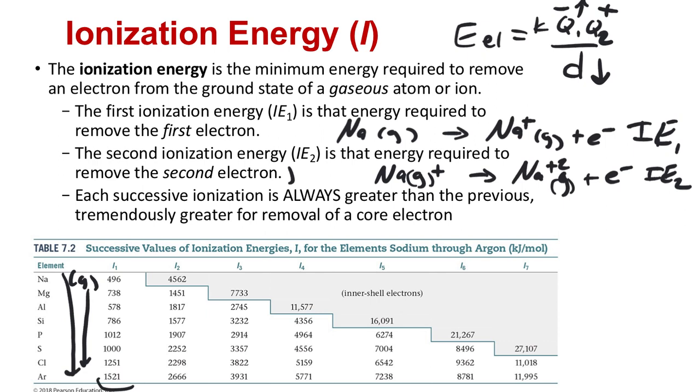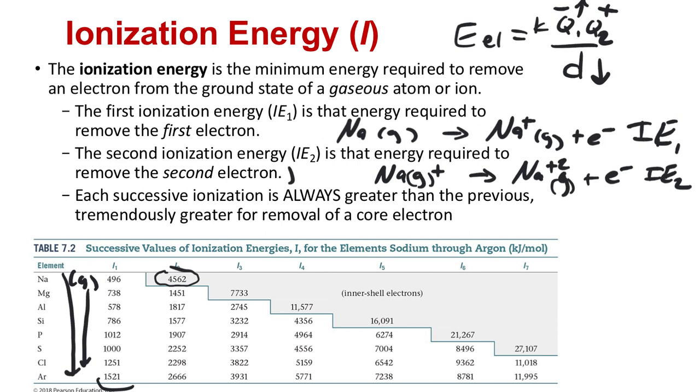And so look at the magnitude of IE2 for sodium. It's a lot higher. It's almost 5,000 kJs per mole. So it takes about 500 kJs per mole to remove the first electron from sodium, then almost a factor of 10 more to remove the second electron. Why might that be? Well, for sodium, we have that 1s2, 2s2, 3s1 configuration.